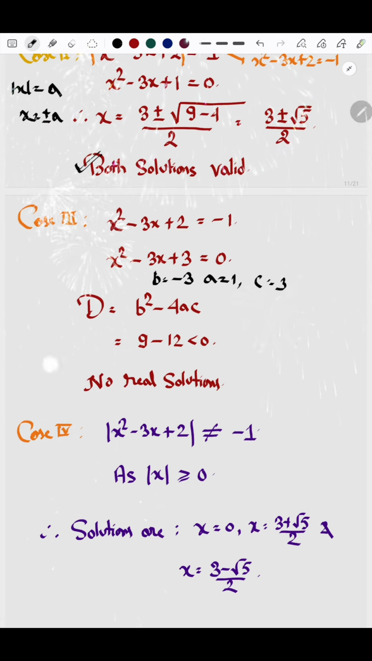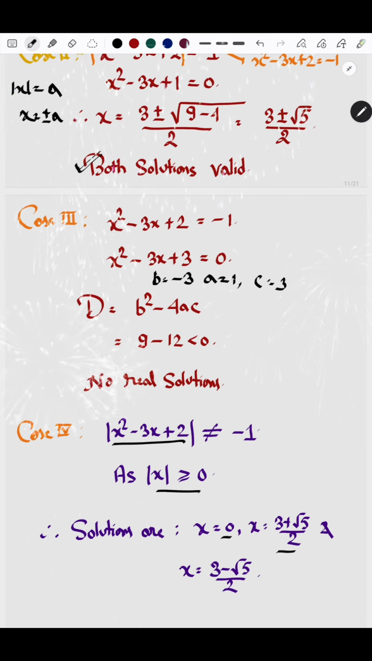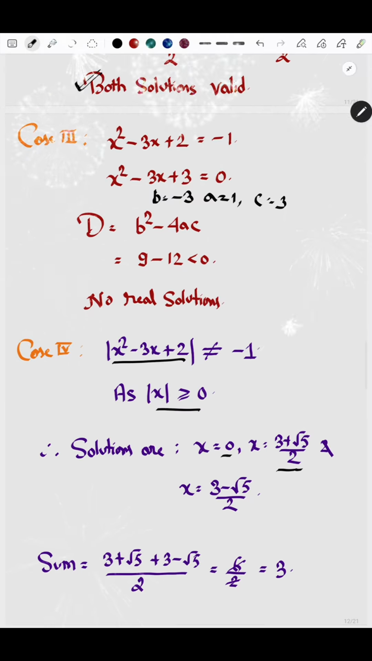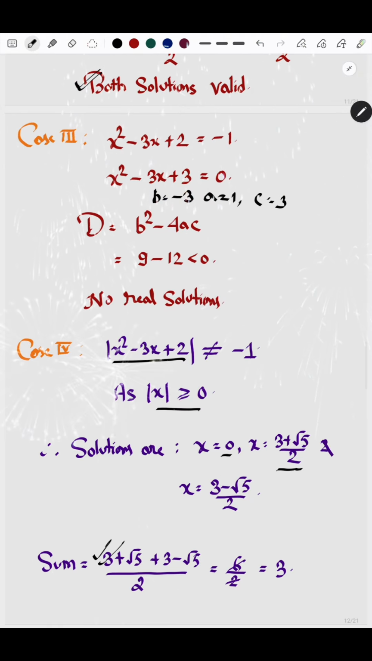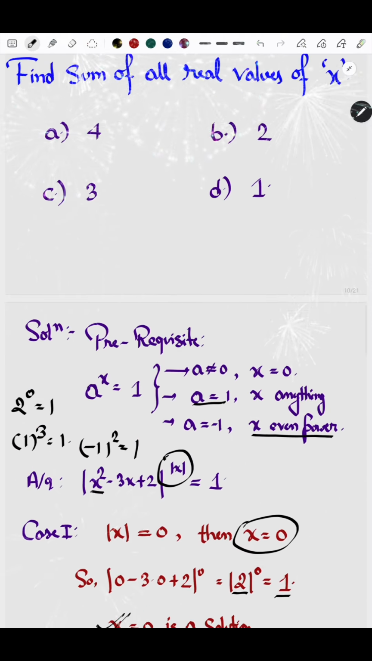Fourth case, we can say |x² − 3x + 2| is equal to −1, but it is not possible. Why? Because this modulus is always non-negative. Hence there are only three solutions that are left: 0, and (3 ± √5)/2, and hence the sum of the solutions will be 3. So 3 is the answer.